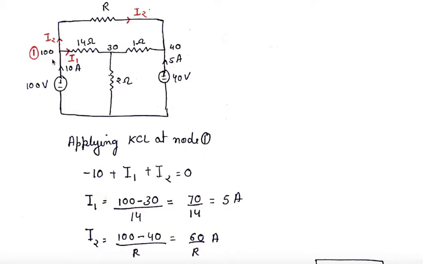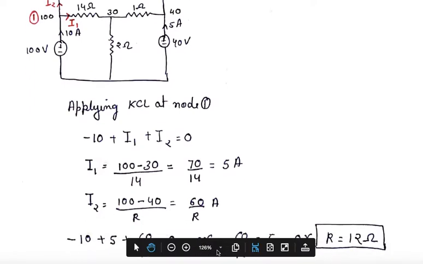So I1 is nothing but 100 minus 30, and the resistance value is 14. So 100 minus 30 upon 14, that would be 70 upon 14, and 5 ampere. We know the magnitude of I1. Similarly for I2, the higher potential is 100 and the lower potential is 40. So 100 minus 40, and the resistance in between is R. So 100 minus 40 divided by R, that is 60 by R. So that is the value of I2.